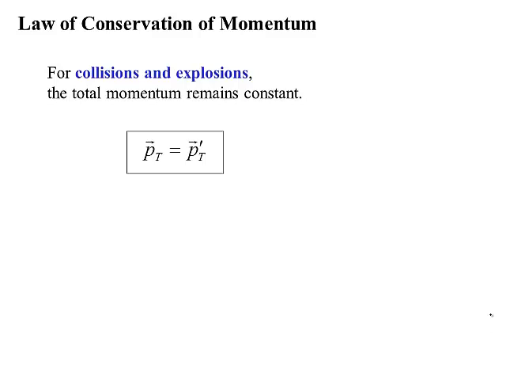Law of conservation of momentum. So there's the formula we use. For collisions and explosions, the total momentum remains constant. So quite often we use the little prime symbol right here to represent anything after the collision.